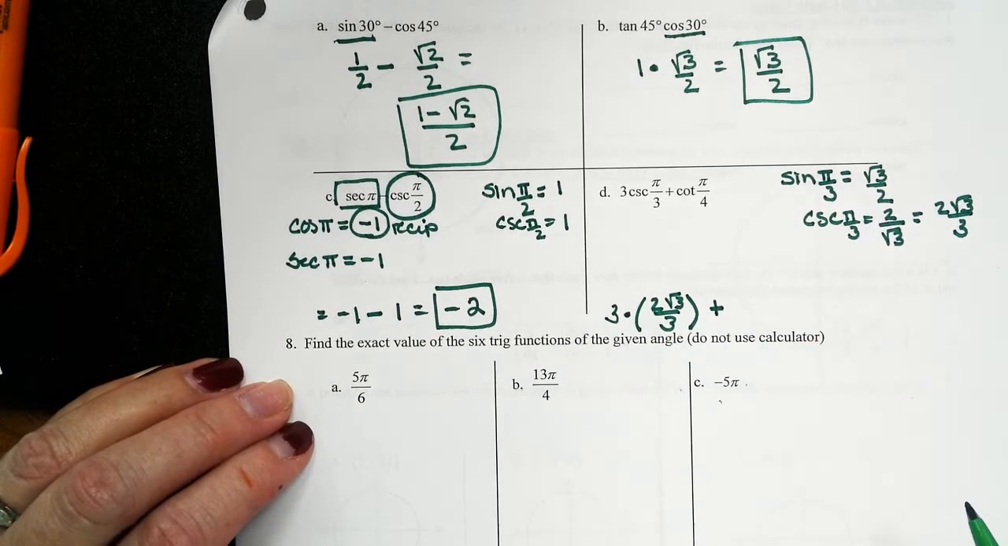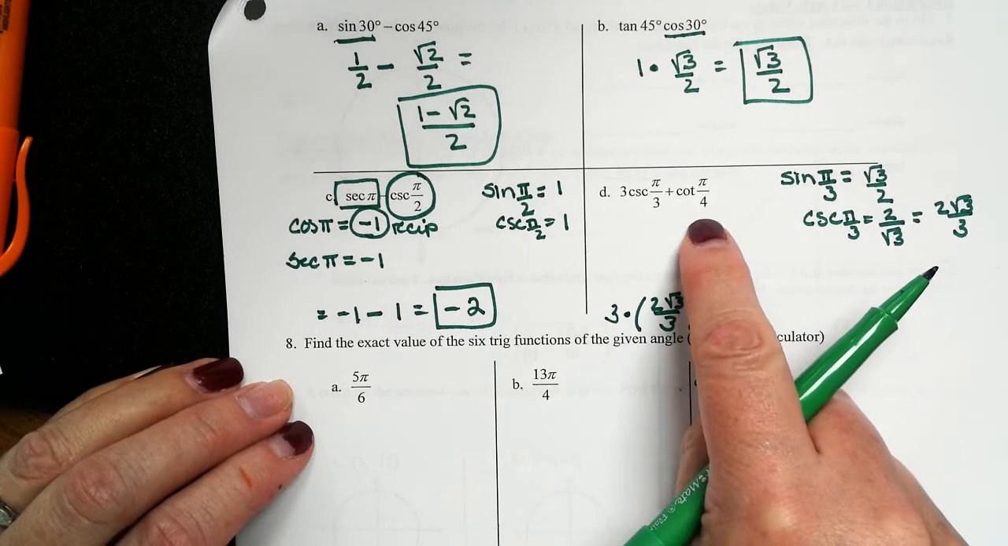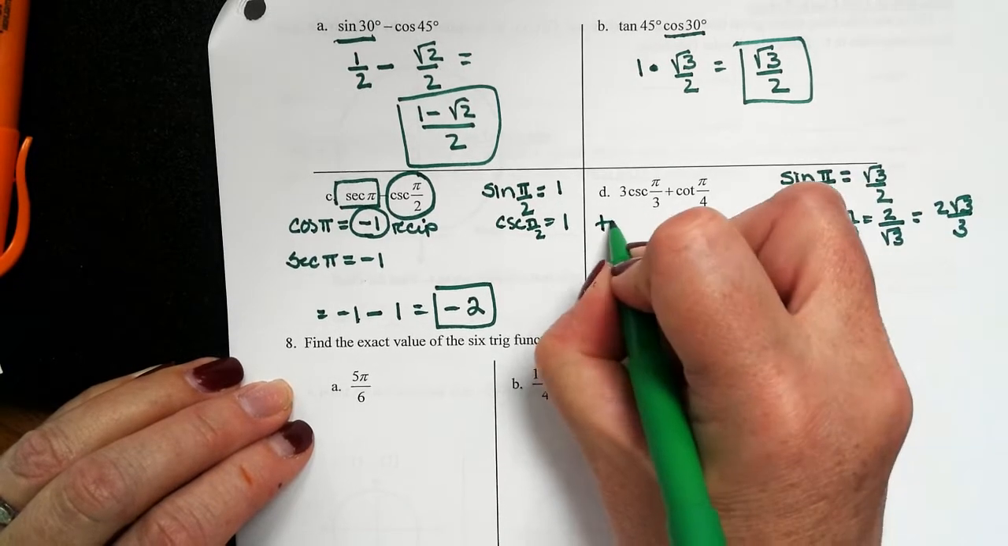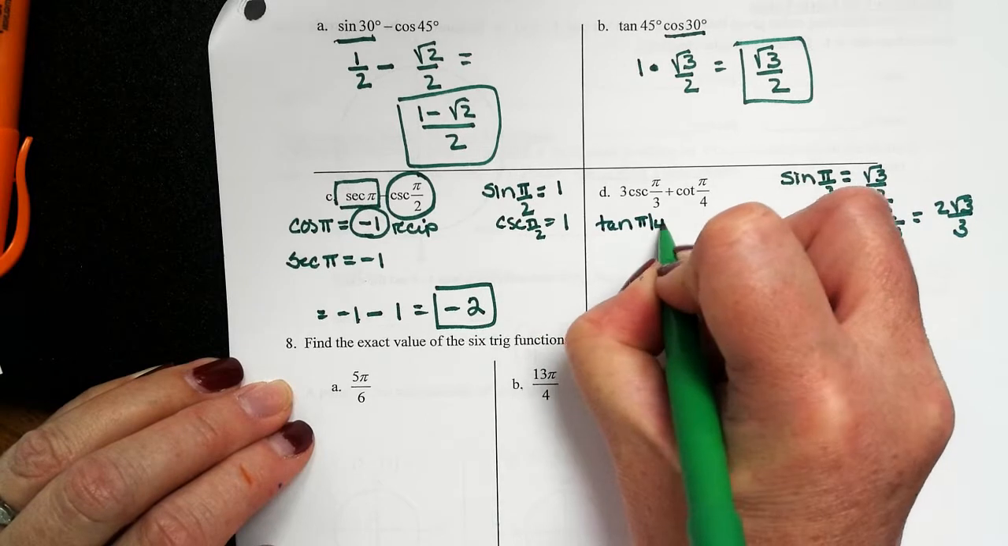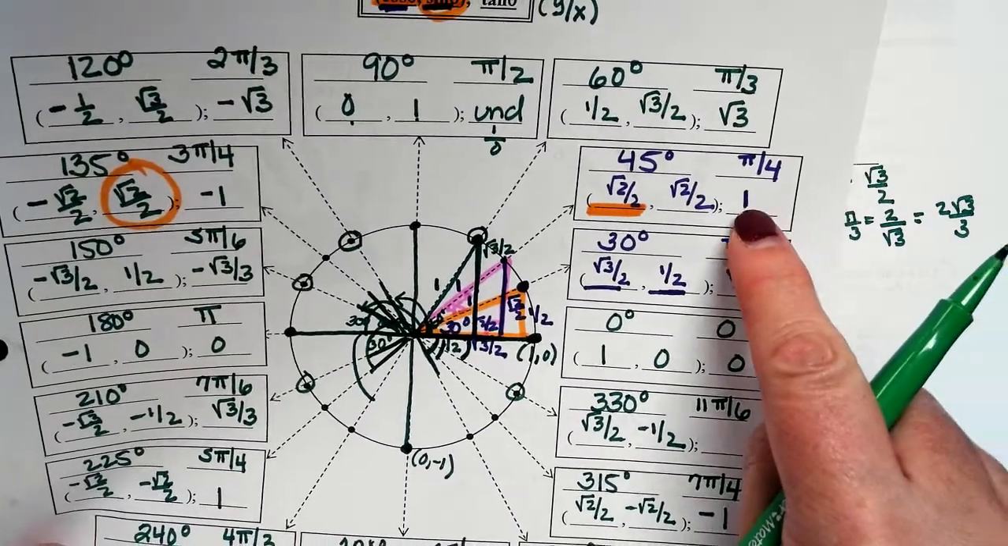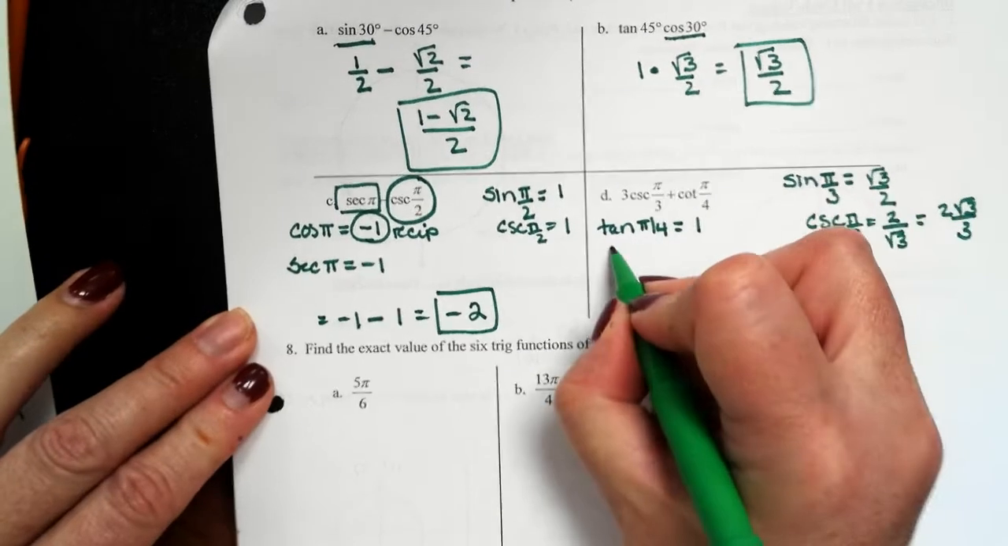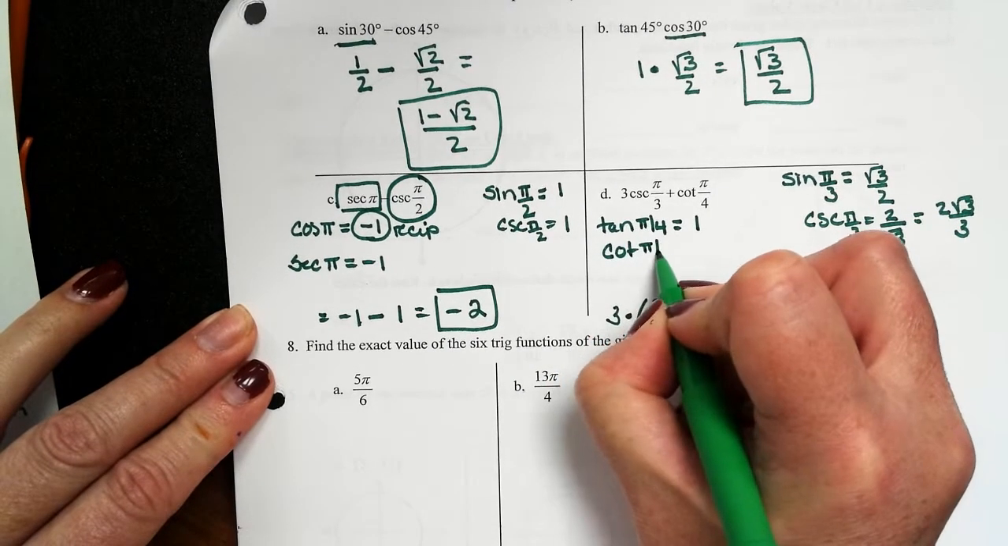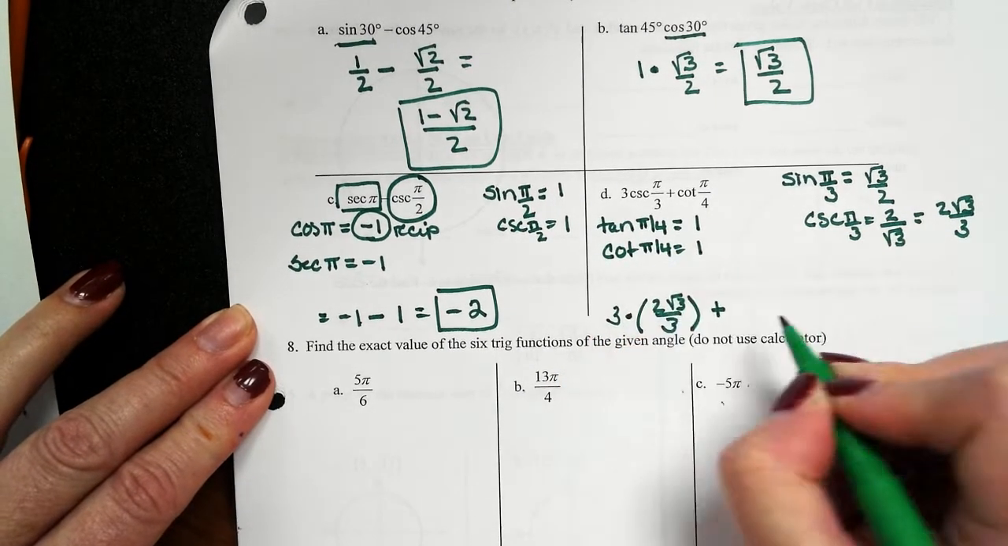Plus cotangent of pi over 4. I first have to find the tangent of pi over 4. So on my unit circle, when I go to pi over 4, the tangent is just 1. So then the cotangent of pi over 4, when I take the reciprocal of 1, that's just 1.